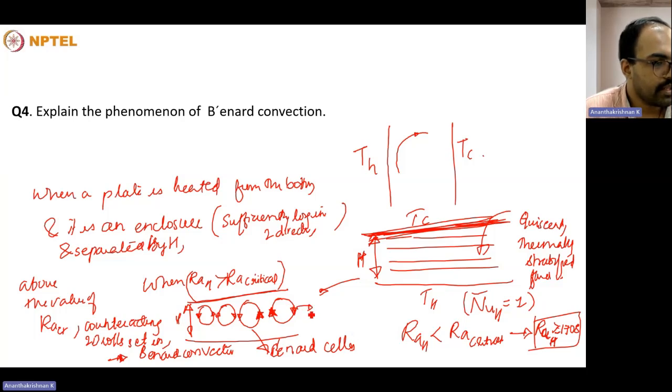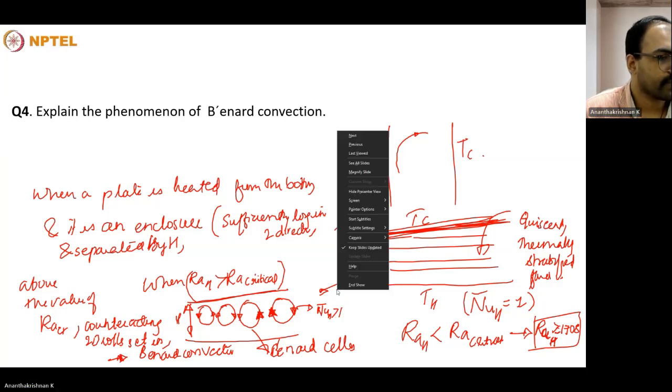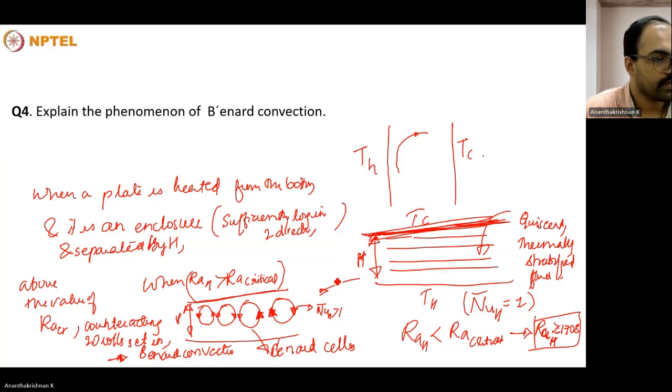And in this case, when the Rayleigh number is greater than the critical Rayleigh number, natural convection sets in, and the Nusselt number is greater than 1. So that explains the phenomenon of the Bernard convection.